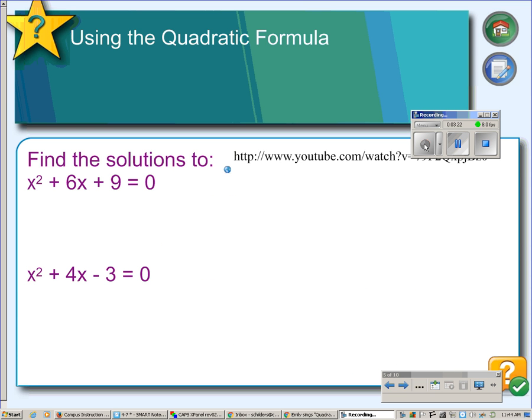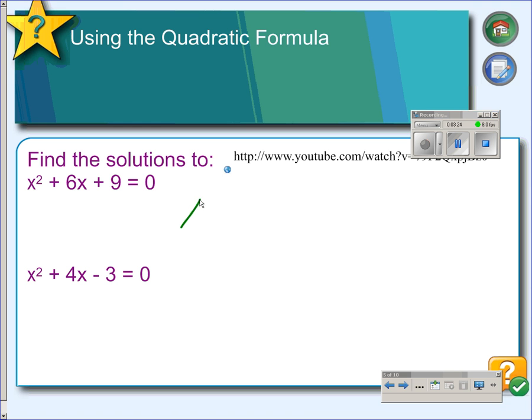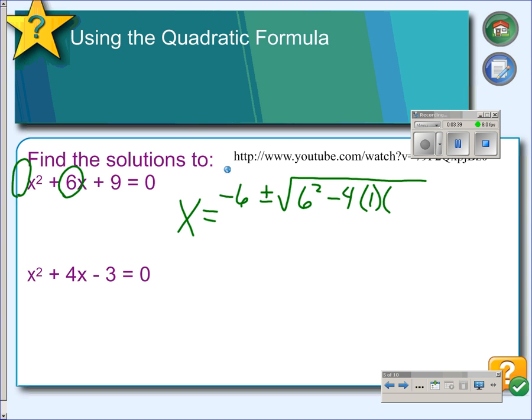In our second example here, we're going to have x equals -b, so that's -6, plus or minus the square root of b squared, so that's 6 squared, minus 4 times a, which is 1, times c, which is 9, all over 2 times a, which is 1.